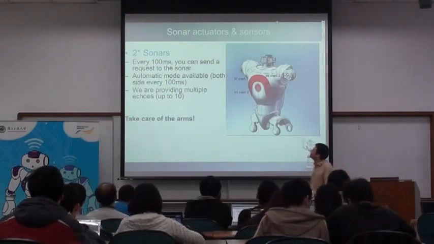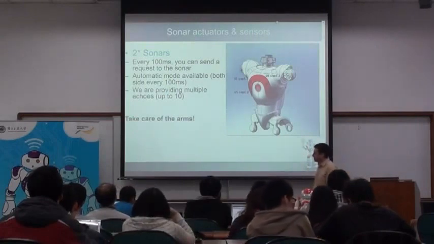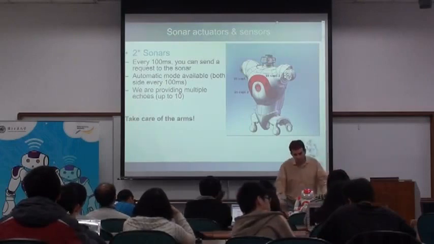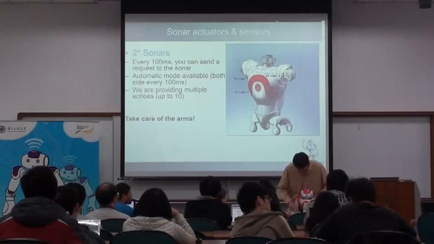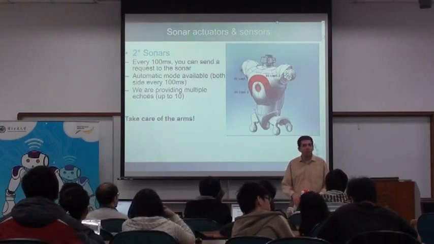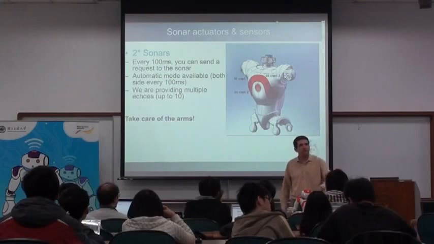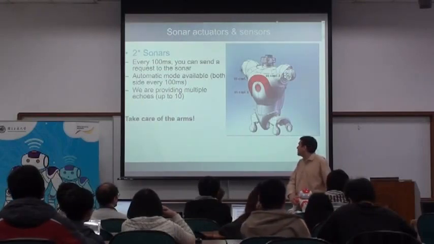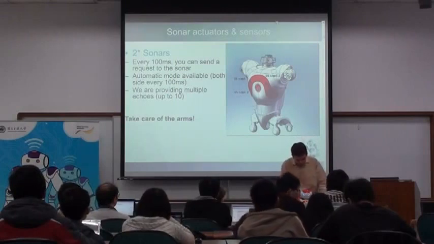So the next sensor is the sonar. The sonars are located on the chest. Here on top is the emitter, on the bottom is the receiver. So you have two emitters and two receivers, one for the right side and one for the left side. We provide multiple echoes, up to 10 every 100 milliseconds.